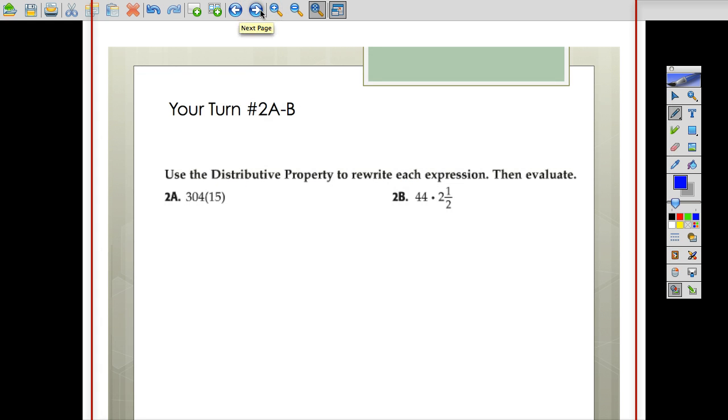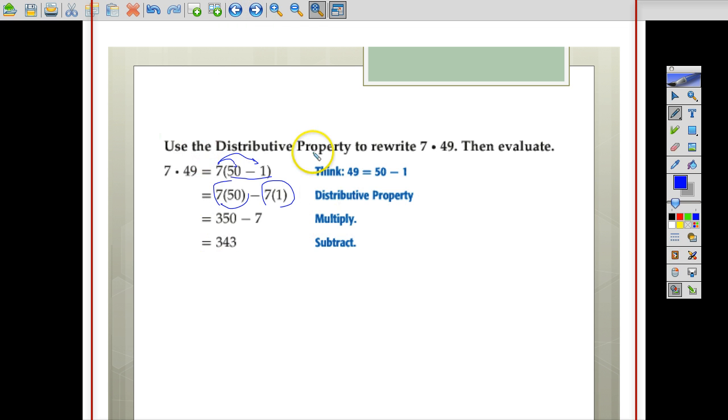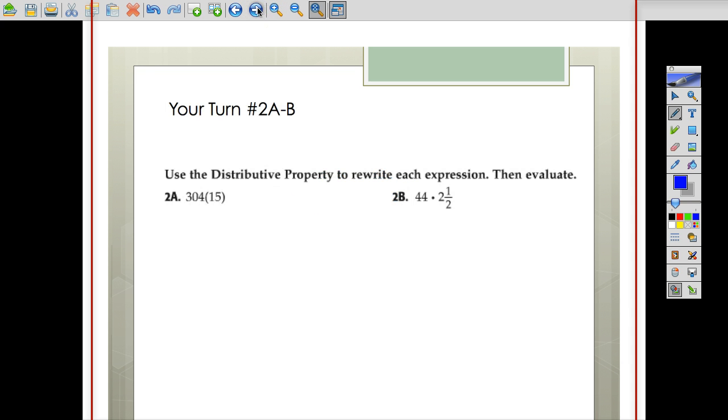Alright, so here's your turn. Again, pause the video, do 2A and 2B. They're asking you to use the distributive property to rewrite each expression, then evaluate, just how we did in the previous slide. So this is a good skill to use when you're watching these videos. If you want to go back, you can always pause the video, rewind and watch the previous slide again. So what we did here, you can rewind and watch again. Okay, so go ahead and do numbers 2A and 2B and come back when you're done.